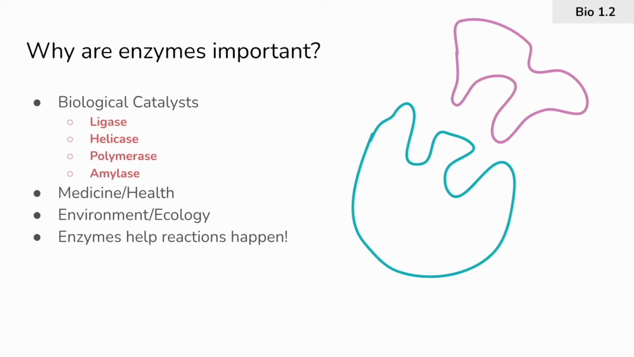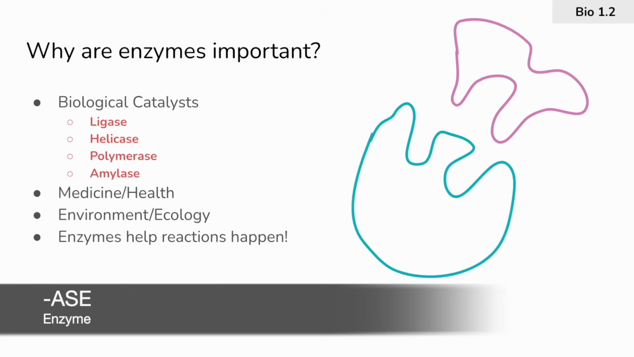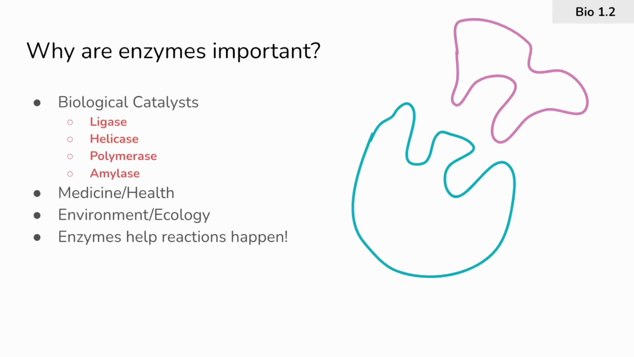Remember, these are proteins, and they're going to speed up chemical reactions, so we call them catalysts. Some examples of enzymes that you might see are ligase, helicase, polymerase, and amylase. You don't need to memorize all of these, but notice that each of the enzymes here ends in the letters ASE, which is a very common word part indicator to tell us that a molecule is an enzyme. So if you see a molecule that ends in ASE, it's probably an enzyme. Enzymes are important in medicine and health, the environment, ecology, but most importantly, enzymes are reusable and specific to their substrate. So this is an enzyme, and the molecule it acts on is a substrate.